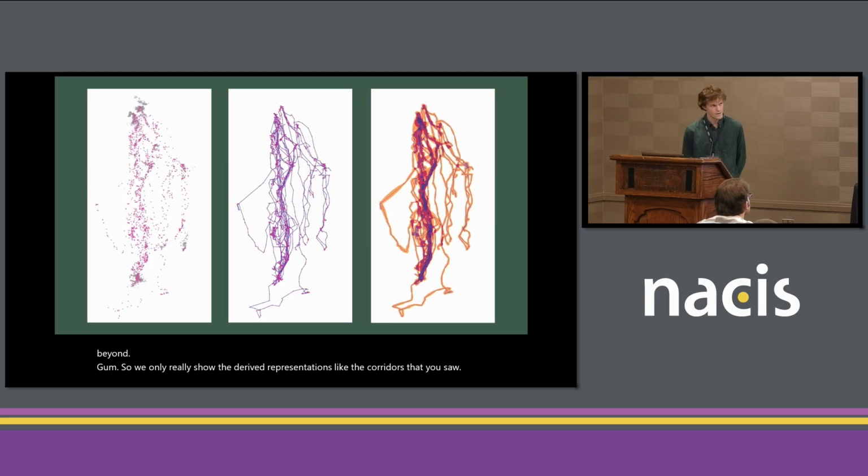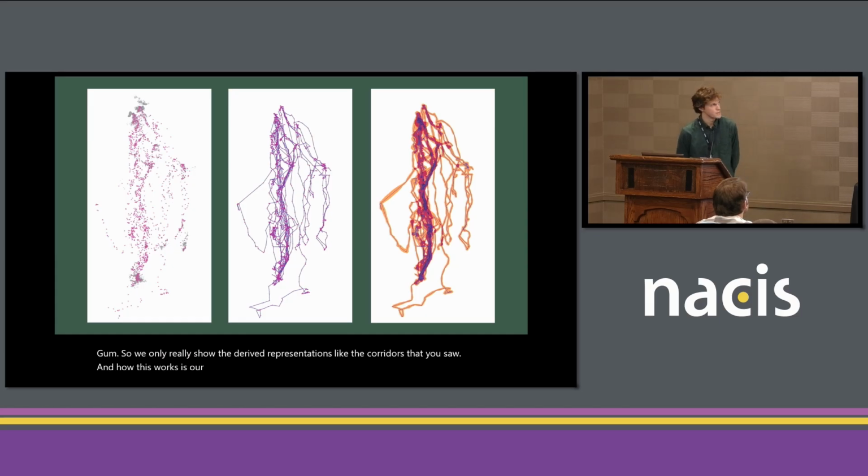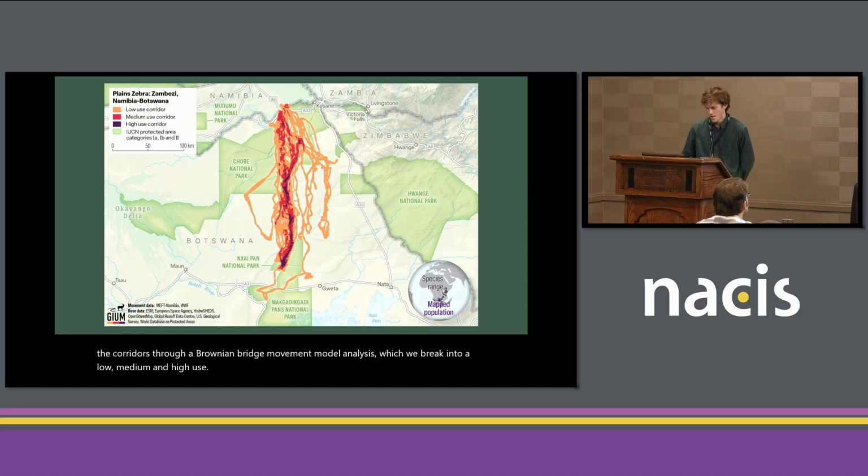And how this works is our data analysis team gets the GPS points, usually from GPS collars that some animals will have, and then they select the migratory points for migratory individuals and get the migratory routes from there, which then can in turn be used to create the corridors through a Brownian bridge movement model analysis, which we break into a low, medium, and high use. And then I get to put that on a map.